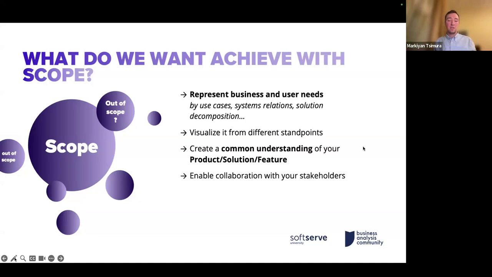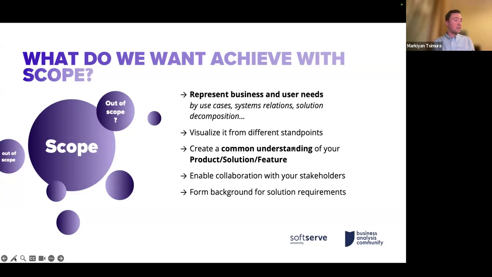Fourth, enable collaboration with your stakeholders. That is not just about you creating this perfect template and everybody being happy when you show it to them. No, you usually collaborate on this template with your stakeholders, with your customer, with your sponsor, on different levels and in different ways of representation.